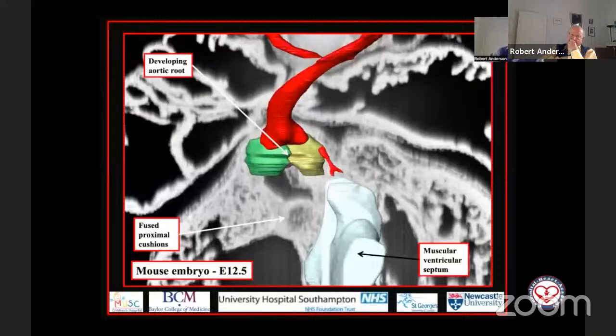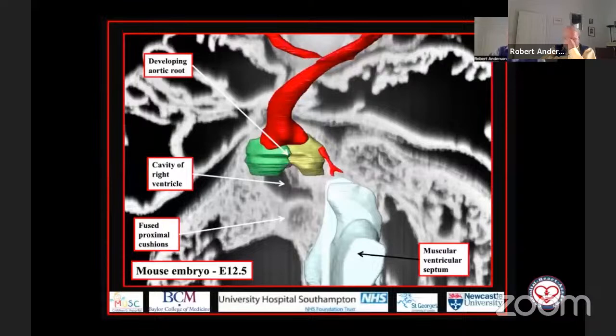As I hope you will agree, the aortic root is supported entirely still above the cavity of the developing right ventricle, as is the pulmonary root. So the embryo at this stage has the equivalent of double outlet right ventricle.